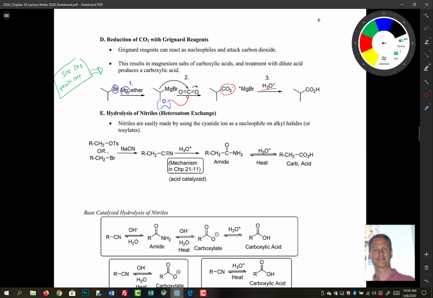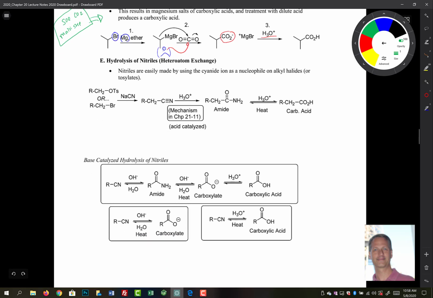Now, the other reaction that we're going to see in this chapter is hydrolysis of nitriles. I like to cover this mechanism in chapter 21 because it's introduced there. It fits in better in that chapter anyway. So the observed reaction takes an alkyl halide or just an alkane that has a good leaving group. So it could be a tosylate. And then we add sodium cyanide. Remember guys, that's an SN2 reaction, right? We saw that back in chapter 19. And that would make this, which is a nitrile.